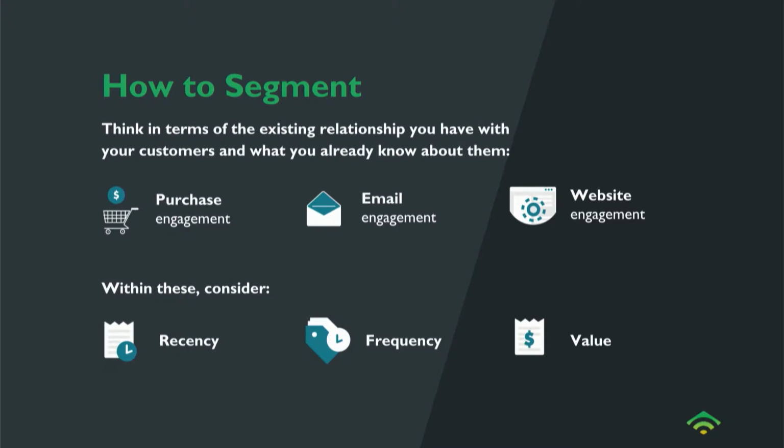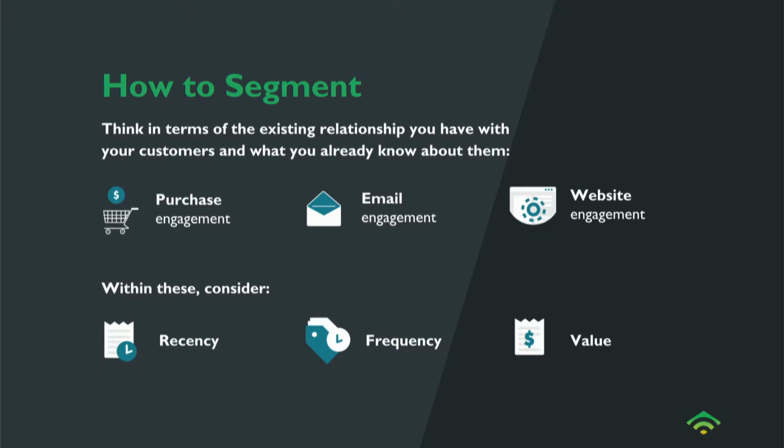So we have purchase engagement, email engagement, and website engagement. And within those 3, there's a sort of hierarchy. So you have to think about purchase engagement as the highest type of interest that somebody can show in your brand. So, you know, if they're placing an order with you, that's a strong indication that they're interested in what you have to say.